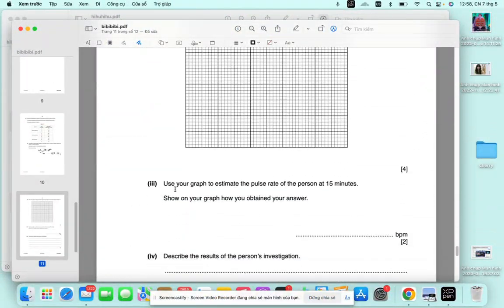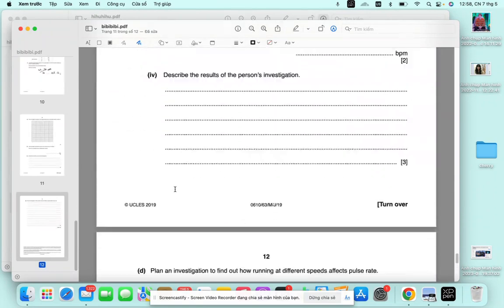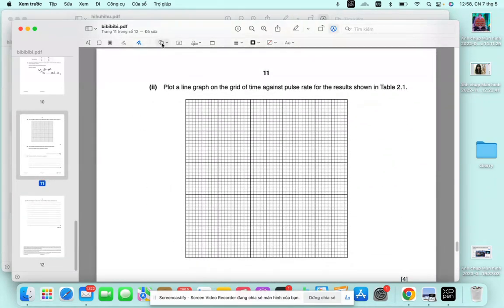And we had to plot a line graph. Let's plot a graph.